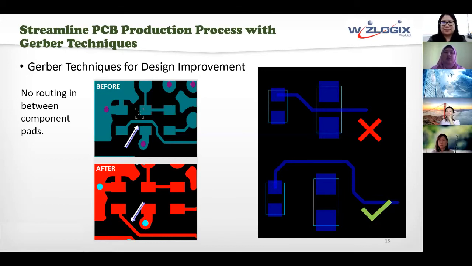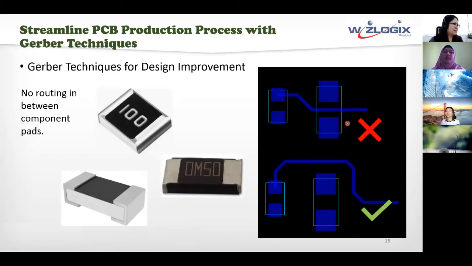The picture on the left here is the before and after. That means the implementation or the improvement done is in the after picture. In your layout, when you route in between discrete components, what will happen is that you will reduce the clearance or the spacing in between the pads as well as the copper traces. When you reduce the clearance, it makes it harder for your manufacturer to fabricate and to ensure that the spacing is met. And another reason why we do not route in between component pads, especially for a discrete component, is because most of the time, discrete components are made up of several packages.